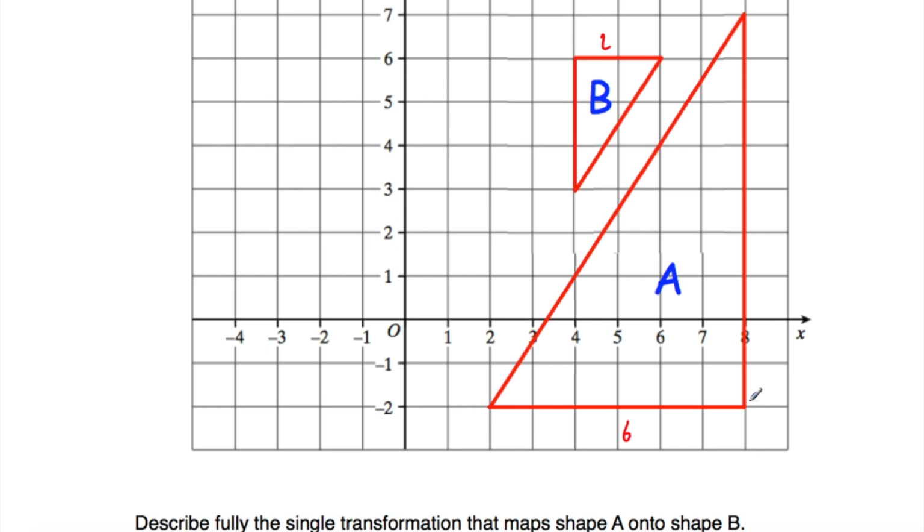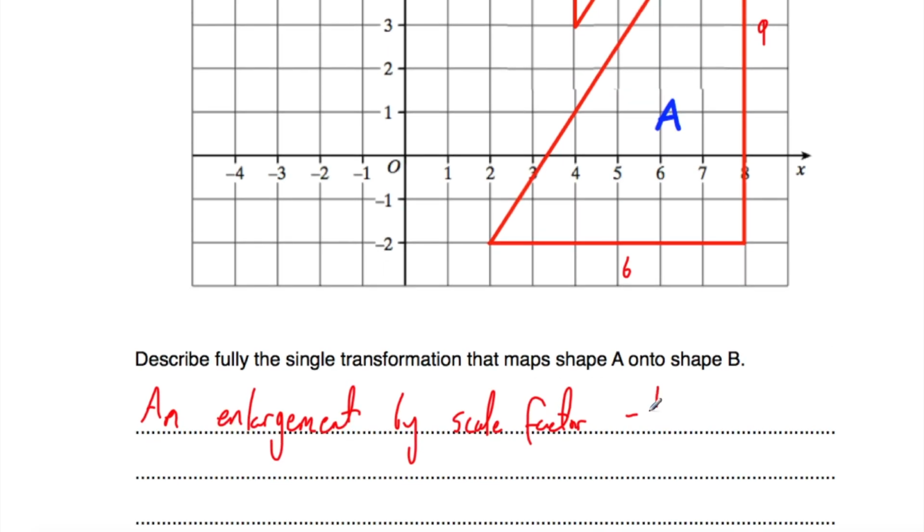Let's compare the heights. The height of A was 1, 2, 3, 4, 5, 6, 7, 8, 9. And the height here of B is 1, 2, 3. And again, you can see we've divided it by 3. It's a third of it. So it means the scale factor will be negative a third. And now we need to write down the center of enlargement using center of enlargement.